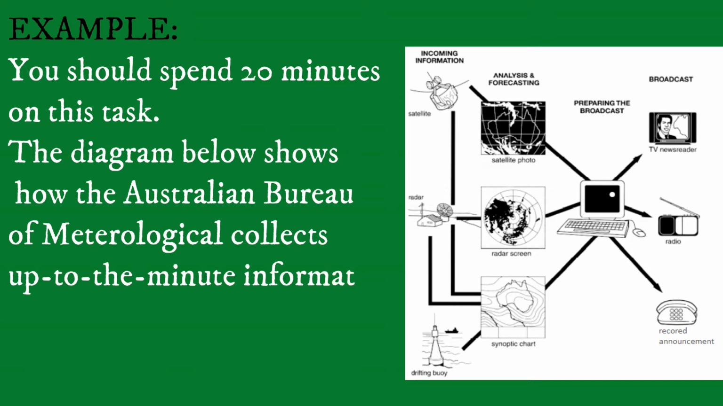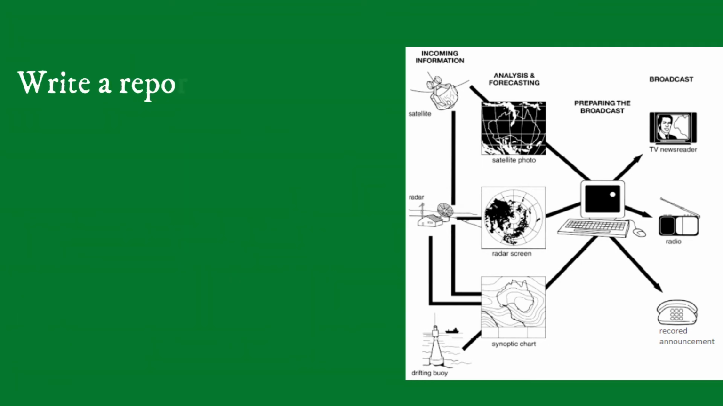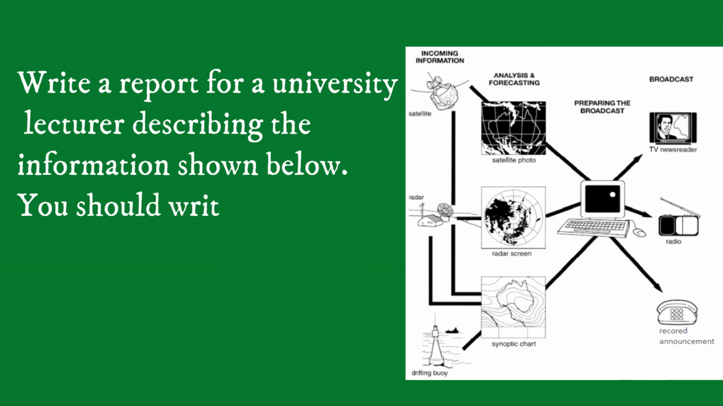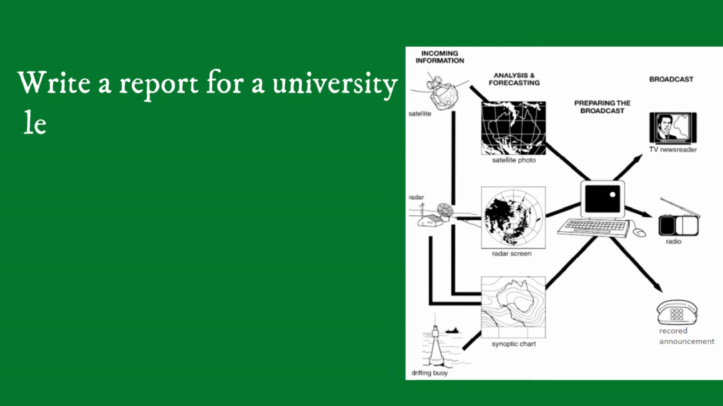The diagram below shows how the Australian Bureau of Meteorology collects up to the minute information on the weather in order to produce reliable forecasts. Write a report for a university lecturer describing the information shown below. You should write at least 150 words. So that was our question, and we can see that it's a process diagram.